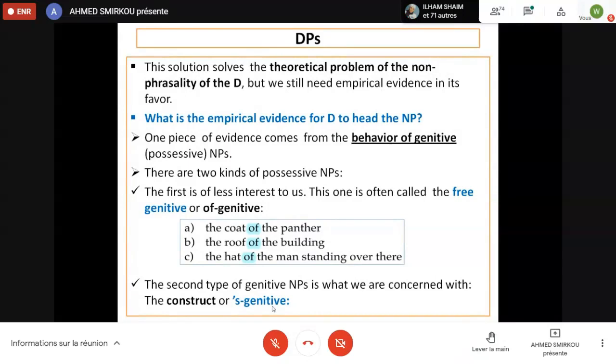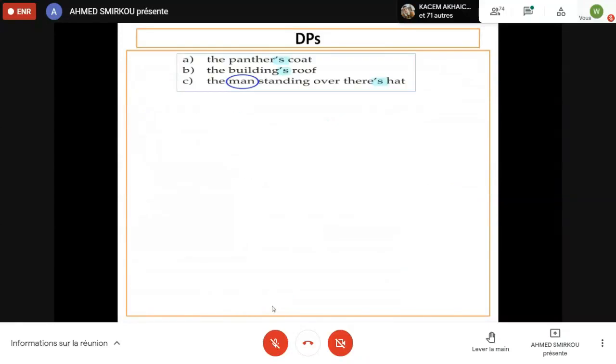So there are two types of genitive form. The first one uses just of, and it is called a free genitive. We're not concerned with this one. We're concerned with the second type, the construct or the possessive S. Here are three examples. A, the panther's coat. B, the building's roof. C, the man standing over there's hat.